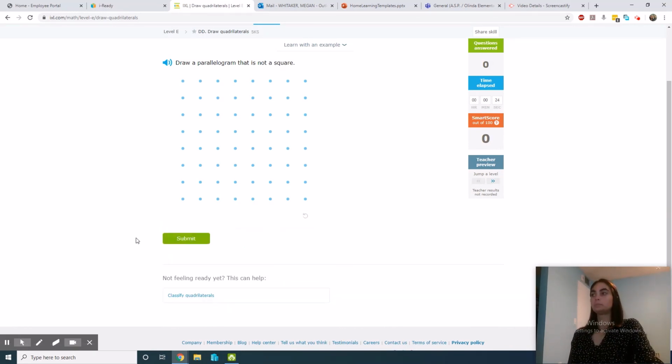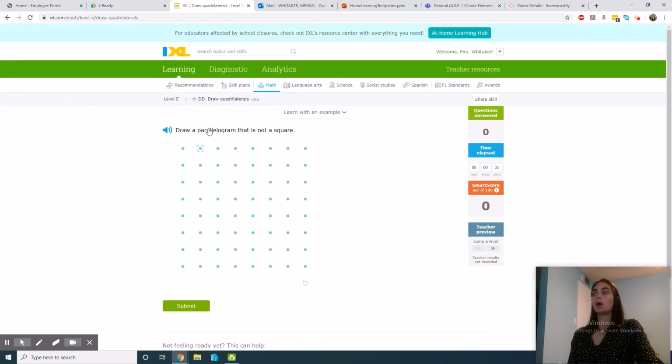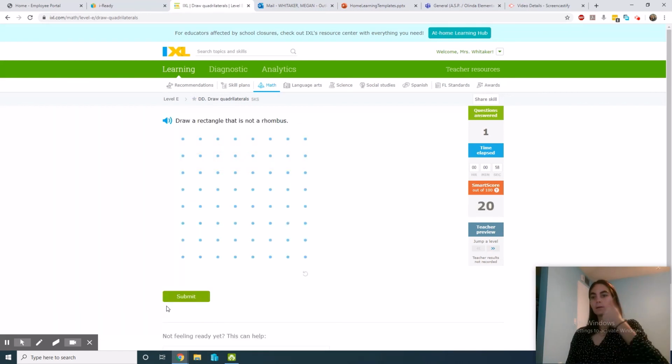Okay, so this one says draw a parallelogram that is not a square. So remember, with a parallelogram, the two sides here are equal and the two sides here are equal. It doesn't necessarily have to have four right angles, but it can if that's how you draw it. So it is not a square. Okay, so I'm going to do this one, and this one. So I drew a rectangle. Let's see. Yeah, you got it right.